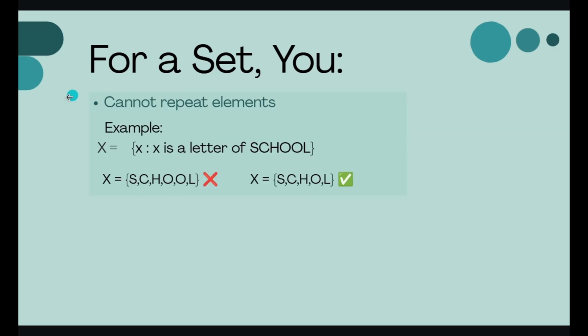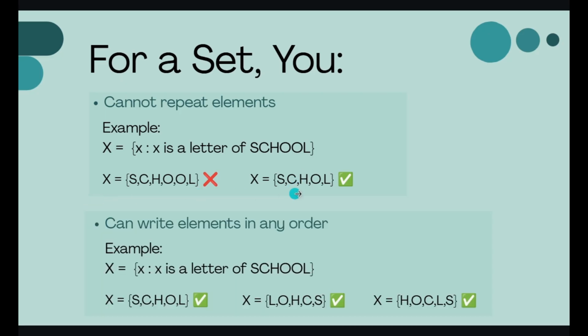Generally, for a set, you cannot repeat elements. For example, X equals {x : x is a letter of school}. In roster method, you cannot write X equals {s, c, h, o, o, l} because here O is repeating twice. The correct way to write is X equals {s, c, h, o, l} in roster method. You can write elements in any order. Using the same example, you can write it in arranged, reversed, mixed or any order as you wish.